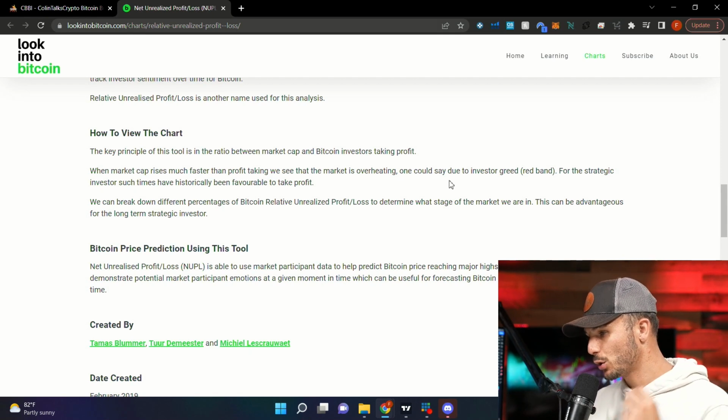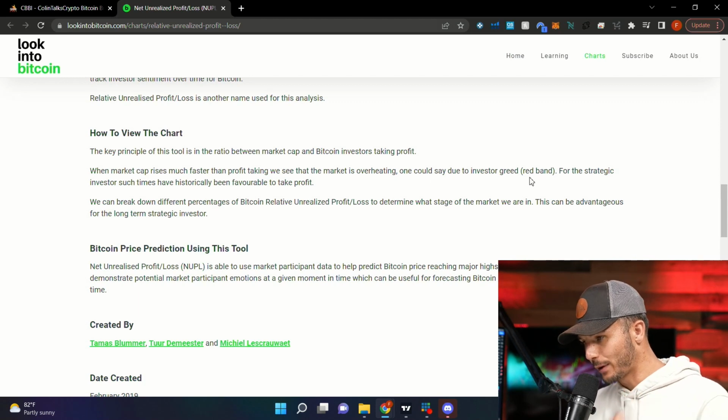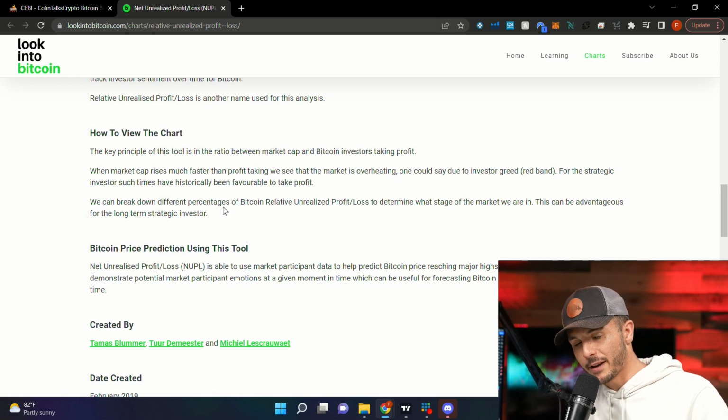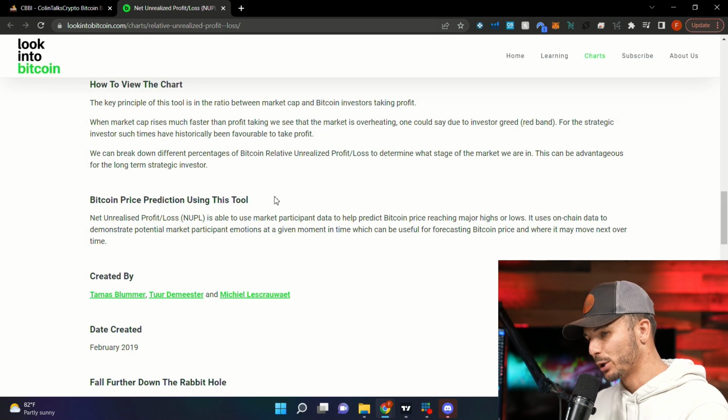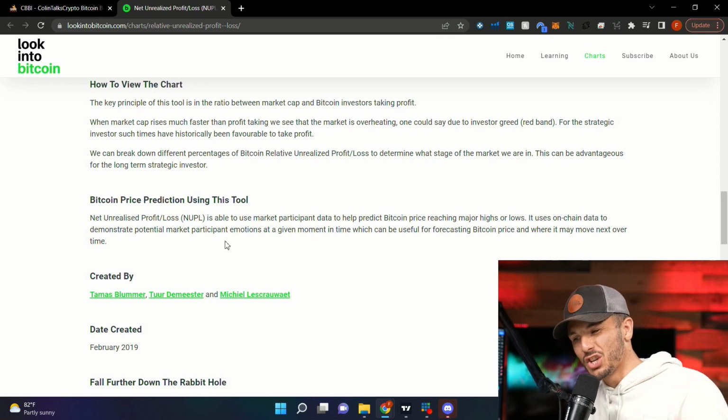One could say due to investor greed, which is represented by the red band. For the strategic investor, such times have historically been favorable to take profit. And then if you come down here, it says Bitcoin price prediction. Using this tool, it kind of tells you how you can actually use it.